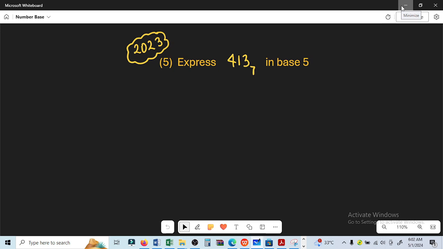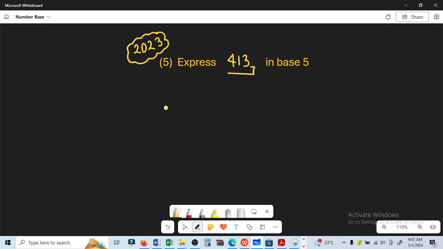Hello. So this particular question is from the year 2023 on number base. It says express 413 base 7 in base 5. So meaning the first thing we need to do is to change this to base 10. How do you change this to base 10?